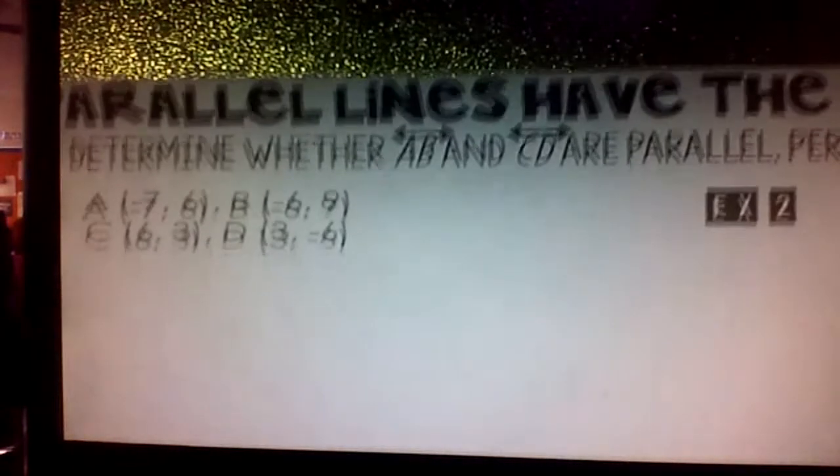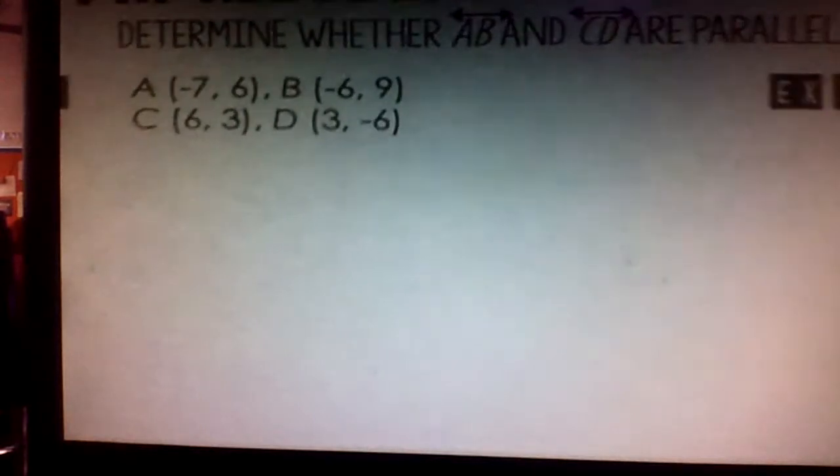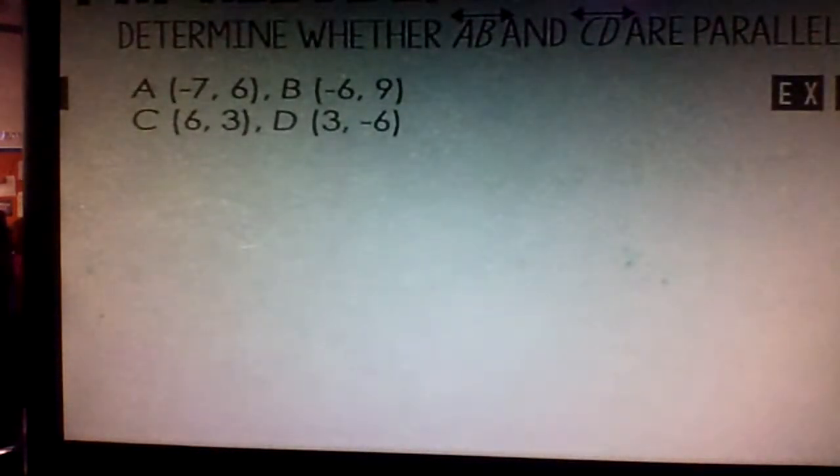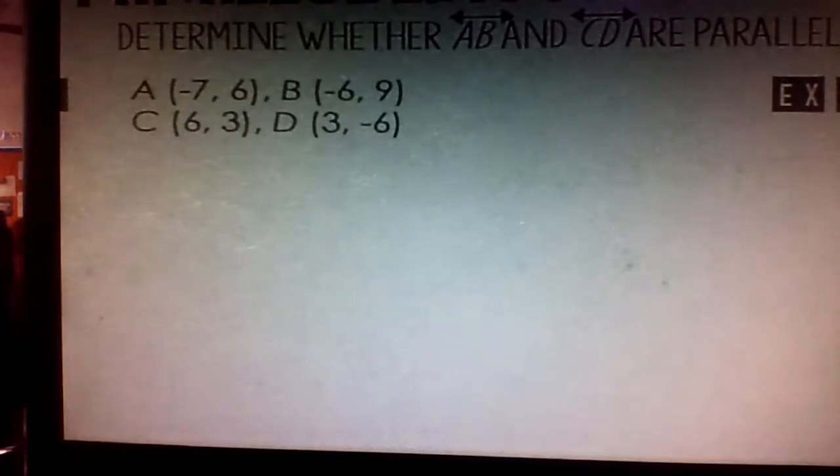At the top, this one says parallel lines have the same slope. So if two lines are parallel, they have the same slope. So we need to find the slope of the line AB. We use those 2 points to find a slope. And we need to find the slope of the line CD. If they have the same slope, they are parallel.